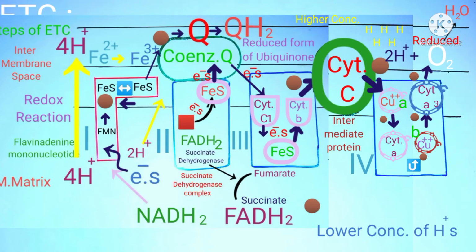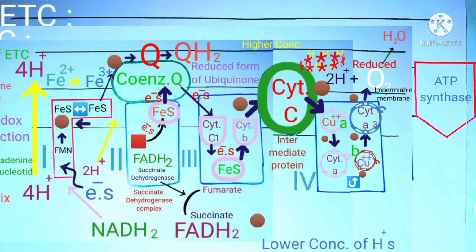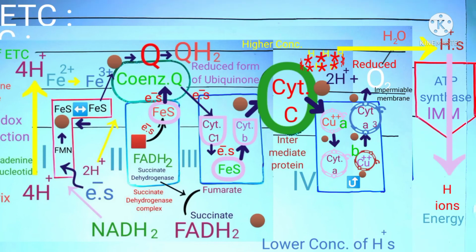The inner mitochondrial membrane is impermeable to hydrogen ions. So hydrogen ions cannot cross this impermeable membrane. As such, here comes the role of another enzyme known as ATP synthase. This ATP synthase is present inside the inner mitochondrial membrane and it utilizes the flow of hydrogen ions from higher concentration towards the lower concentration to produce enough amount of energy. This energy is utilized to phosphorylate adenosine diphosphate to adenosine triphosphate. This is the basis of ATP energy generation inside any organism's body.